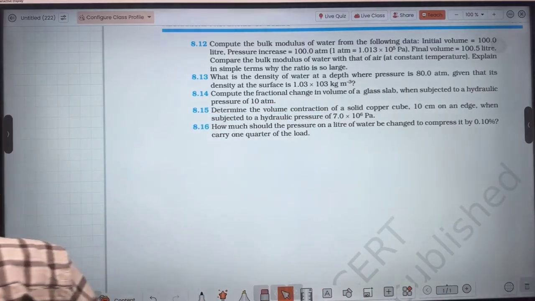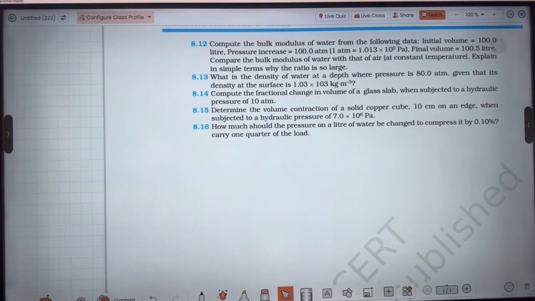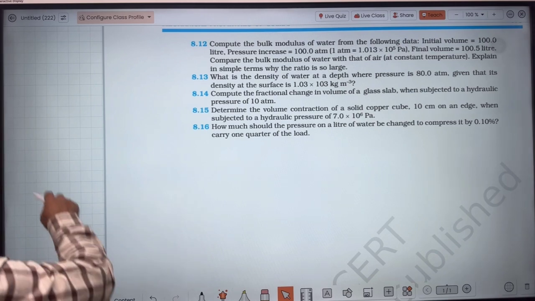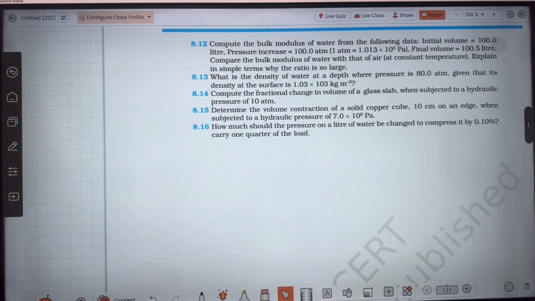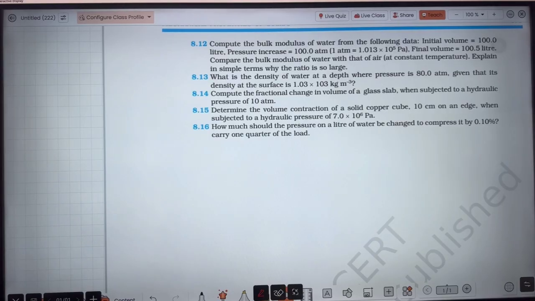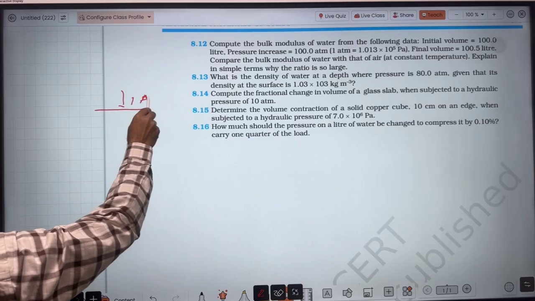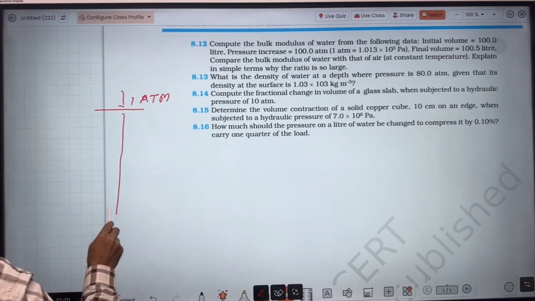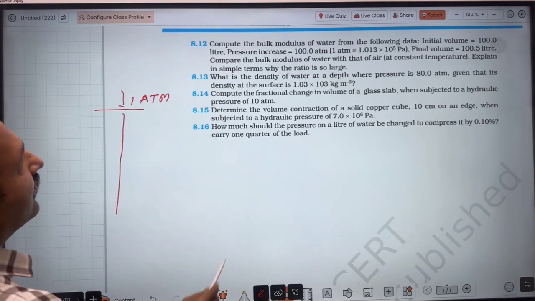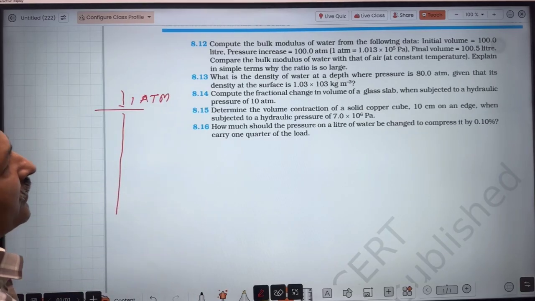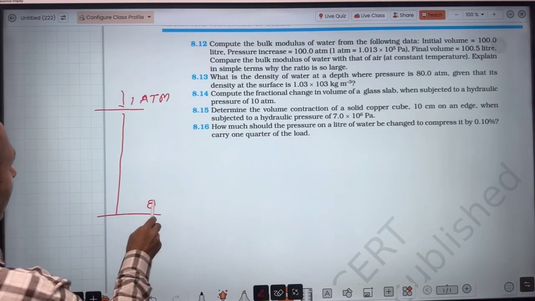Now we are going to see the next question. What is the density of water at depth where pressure is 80 atm, given that its initial density at the surface is 1.03 into 10 power 3 kg per meter cube? So let's see what change in pressure occurs. So at the surface pressure will be 1 atm, and at depth, what is the density of water at a depth where pressure is 80 atm?